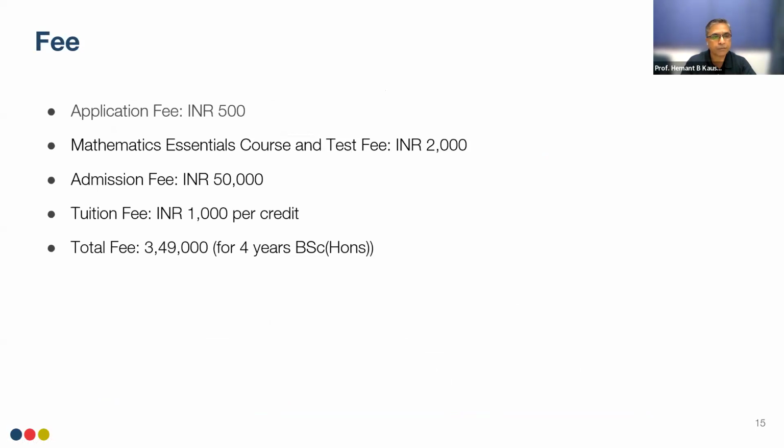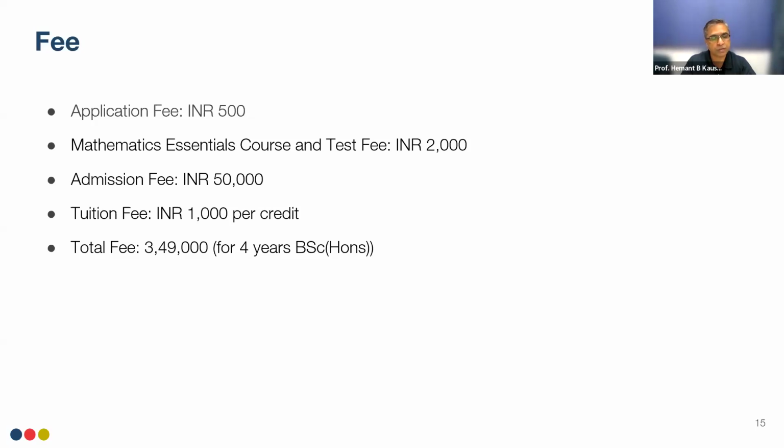Here is the fee. The total fee for 4 years, including your admission fee, is 3,49,000, out of which you need to pay the admission fee in the beginning, and then in every trimester, based on the number of credits you want to register, you need to pay only that much fee.